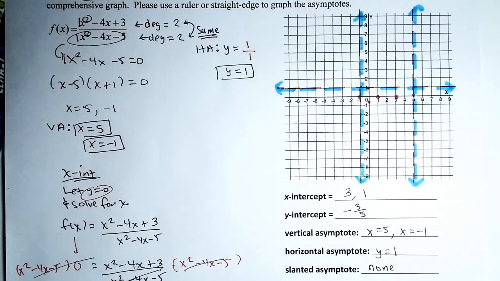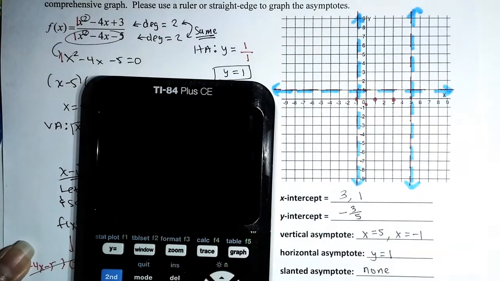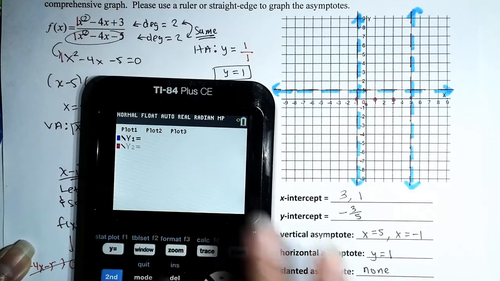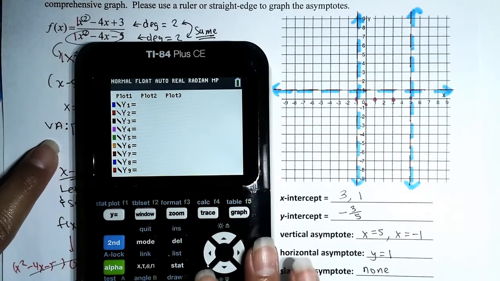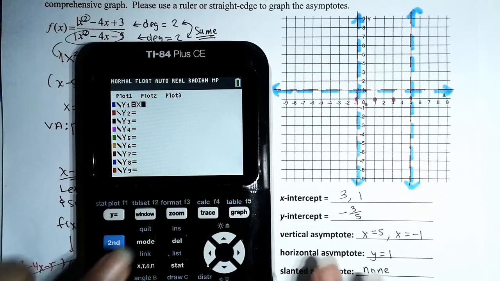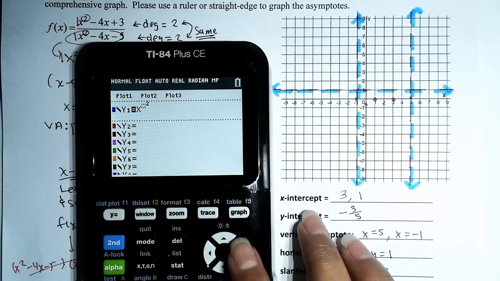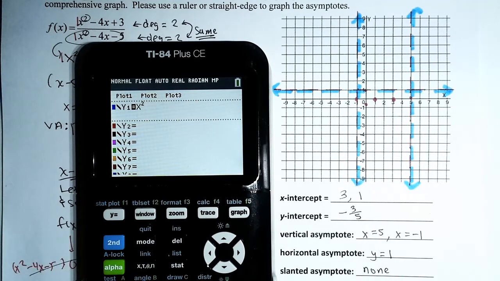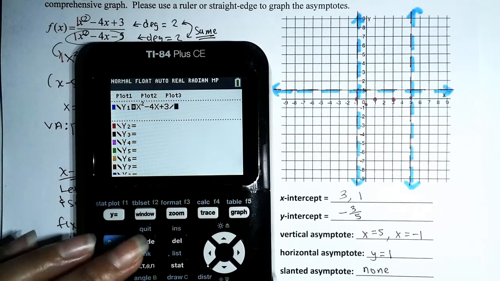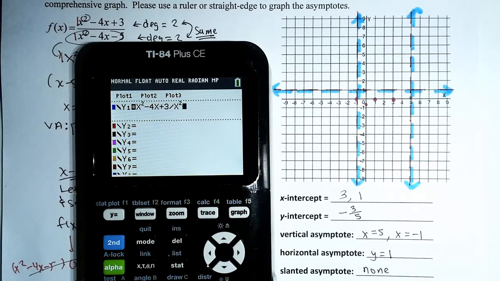Okay, so let's go ahead and use our calculator. I didn't clear it for you. Okay, so the popular mistake, I'm going to show you the wrong answer purposely, is x squared. Why am I showing you the wrong answer? Because I've seen this too many times. Okay, x squared minus 4x plus 3 divided by x squared minus 4x minus 5.